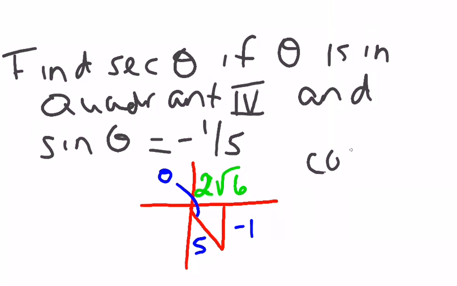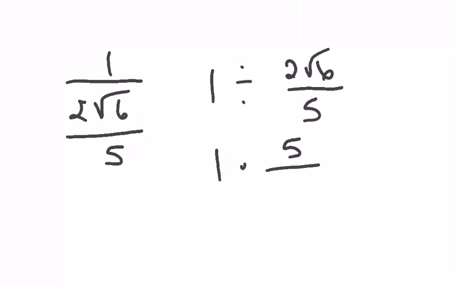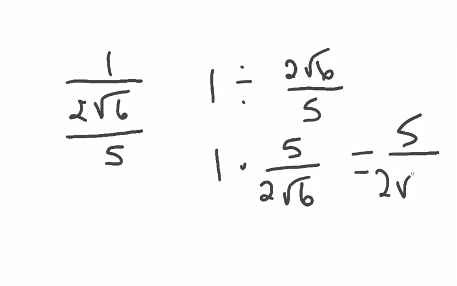So if we're finding cosine theta, cosine is adjacent over hypotenuse. So that would be 2 square root 6 over 5. But we want 1 over that. So we have 1 over 2 square root 6 over 5. But remember that the fraction bar means divided. So we have 1 divided by 2 square root 6 divided by 5. We never actually divide, we flip and multiply. So we get 5 over 2 square root 6.